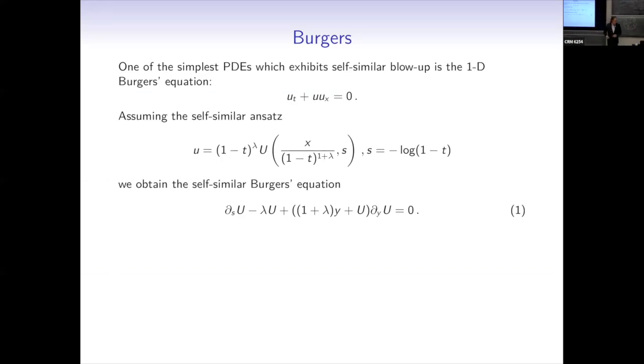So are these solutions? Well, I can sort of write down the way I'm zooming in by means of this variable, 1 minus t to the 1 plus lambda. So I'm really trying to figure out at what scale I should zoom in. So lambda is going to be a number which has to be determined as part of the PDE. And capital U is going to be rescaled in this way. So s is the logarithmic self-similar time. And if I do this change of variables, substitute into the equation, I get something of this type.